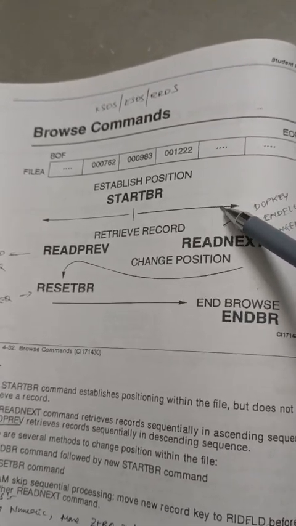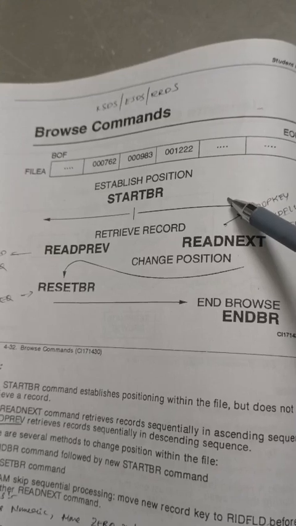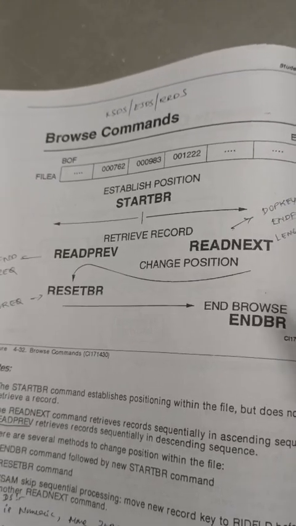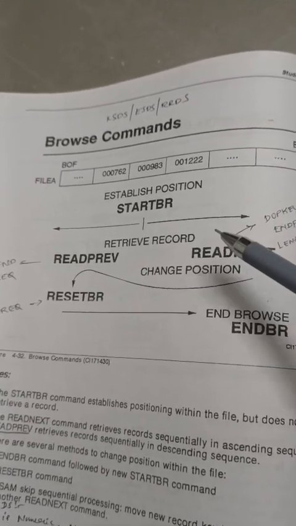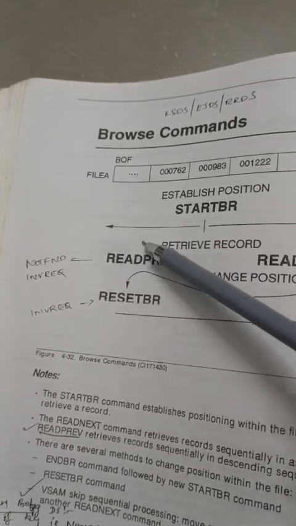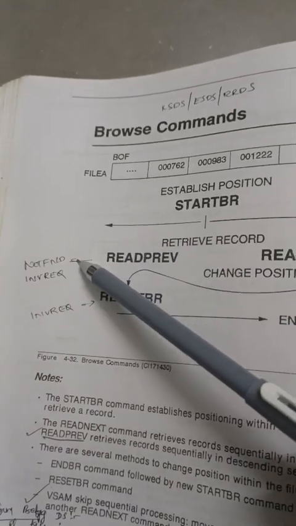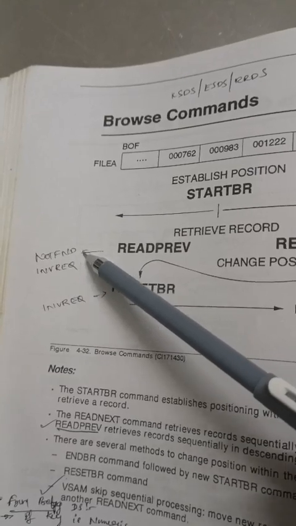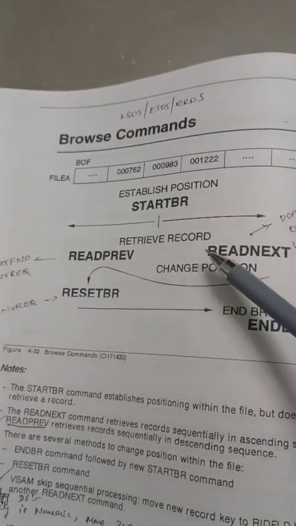You can see the right side arrow mark means you are increasing the key of the field, ascending order. Retrieving the previous record means it will retrieve in the descending order. The exception conditions you will get are a not found error or an invalid request error.